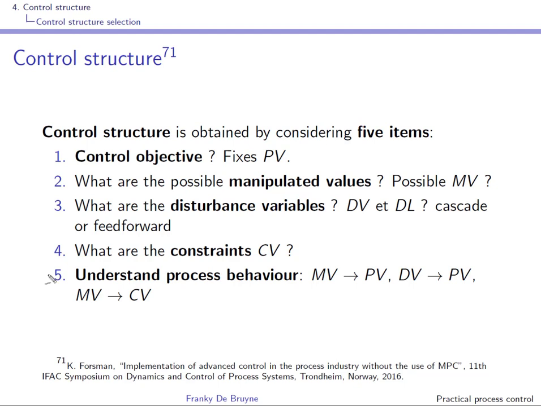Once the control structure has been designed, you will have to tune the different components, and therefore you'll need process behavior knowledge, right? So for instance, to tune the controller, most probably a PID controller, you'll need information about the relation from manipulated value to process variable. This is really the input-output process dynamics. To tune the feed-forward action, you'll need information on the relation between the disturbance variable and the process variable, and this is really the disturbance dynamics. You'll also have to implement the constraints in the control structure, so you'll need information about the relation between the manipulated variable and the constraint variables.